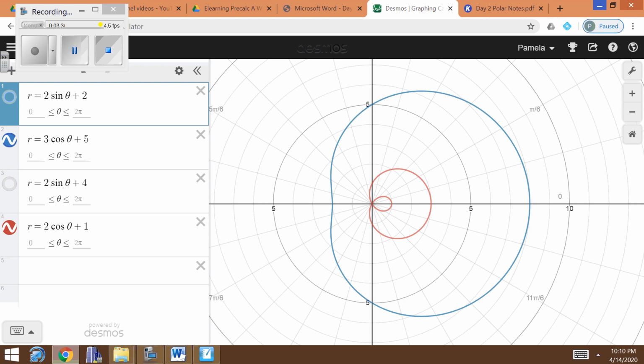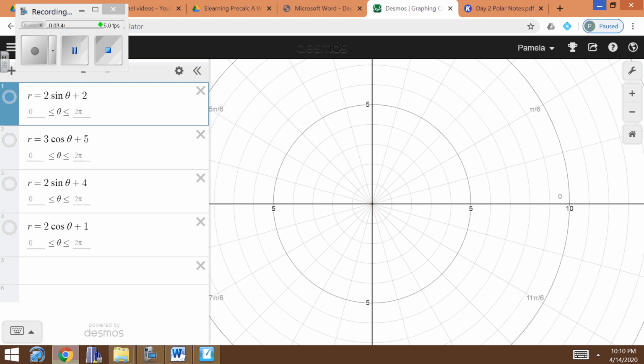If you think back to earlier this week when we did our circles, it was the same thing. All of the cosine circles were symmetric to the horizontal axis, and all of the sine circles were symmetric to the vertical axis. So that's something to always keep in mind. If I'm looking at this one, this is what we call a cardioid. Cardioid sounds like we're thinking of maybe a heart. Notice it does look like a heart kind of shape right there.